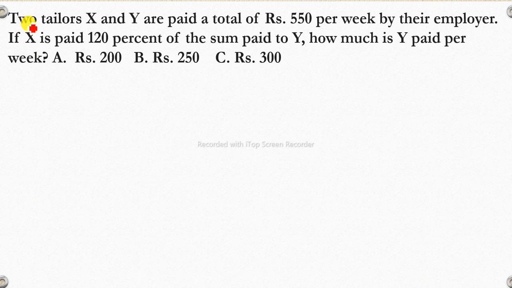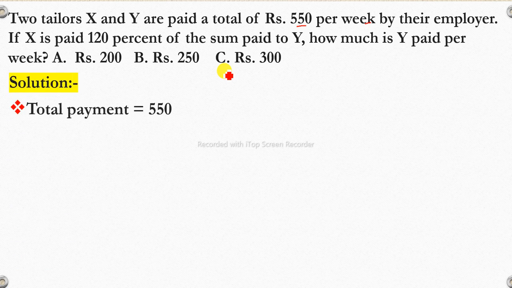Here you have that two tailors X and Y are paid a total of Rs 550 per week by their employer. So this is the salary per week by their employer, total for both X and Y. If X is paid 120% of the sum paid to Y, how much is Y paid per week? So we are asked to calculate the payment for Y per week.